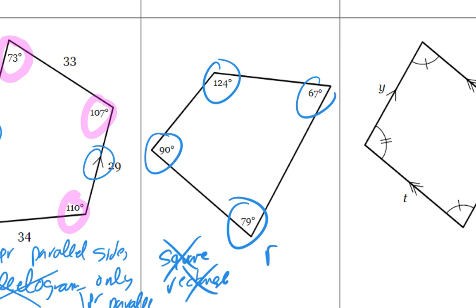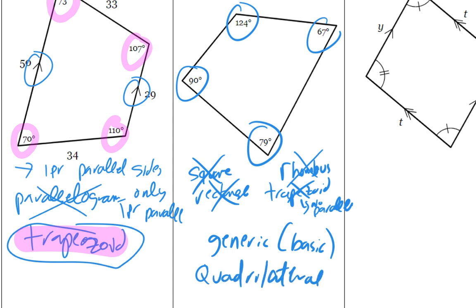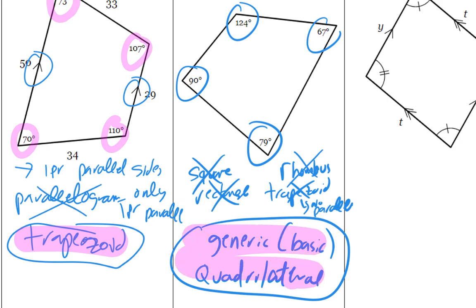Okay, it's not a rhombus because we know the sides are different. We don't know anything about the sides, right? It's not a trapezoid because it has no parallel sides, right? No parallel. So this was what we call just a generic or basic, right? Basic, just the same thing for generic. It's a generic quadrilateral. All right, anything that has 4 sides to it, we know is a quadrilateral, right? So that's just generic quadrilateral.